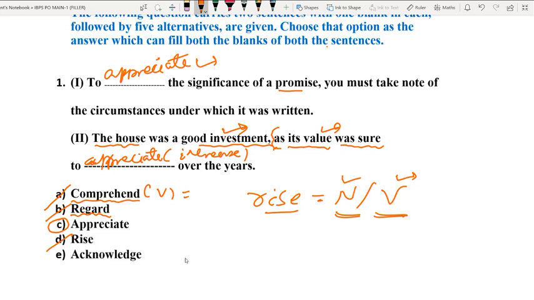Obviously, from that angle, acknowledge can unhesitatingly, without any doubt, fit into the first blank, but we cannot place it in the second blank. Hence, option number E also stands eliminated. So, my dear friends, we have only one option, that is appreciate. That is the most appropriate and possible option here. And now, let us move on to the next sentence.